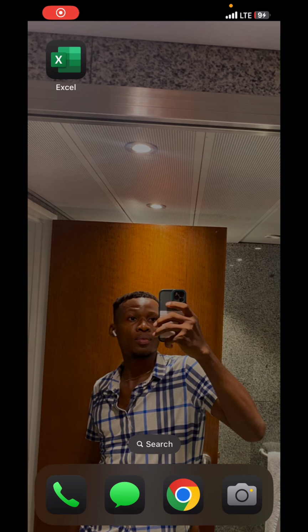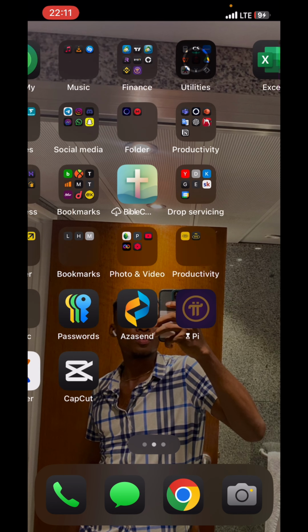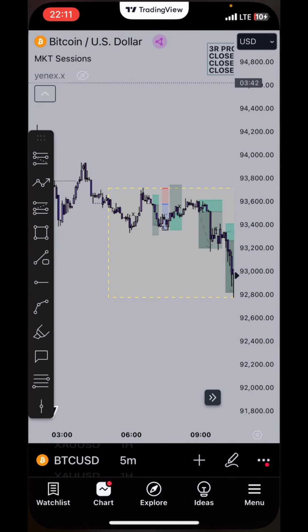So hello guys, it has come to our notice that a lot of people do not know how to use our signals and it's causing them a lot of losses. So we are here to help you guys out. So let's go to my TradingView.